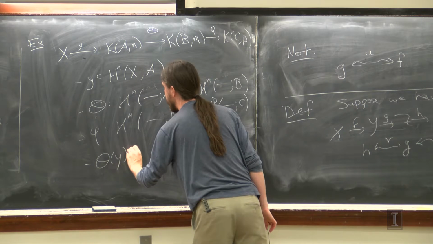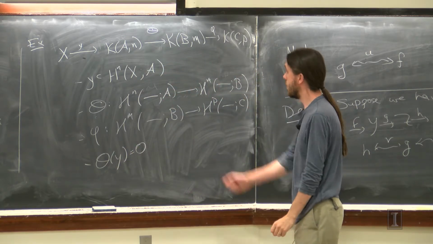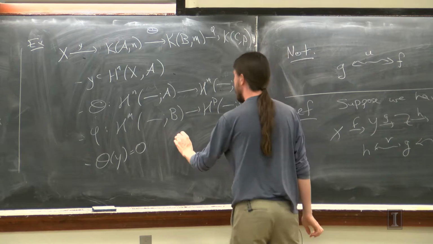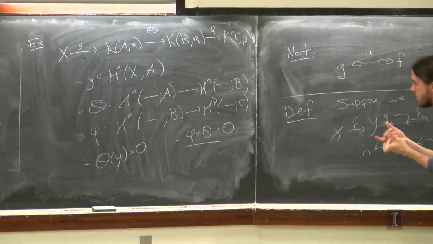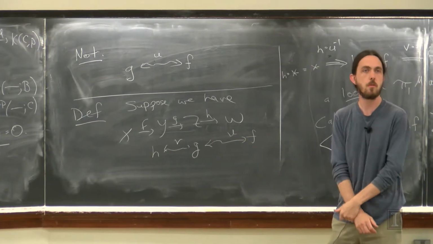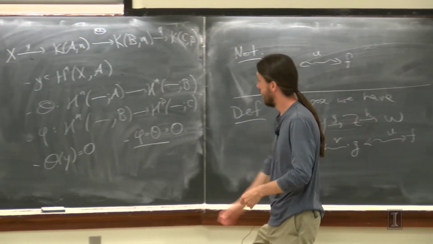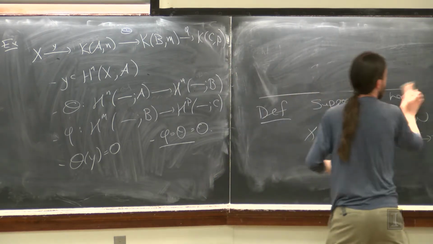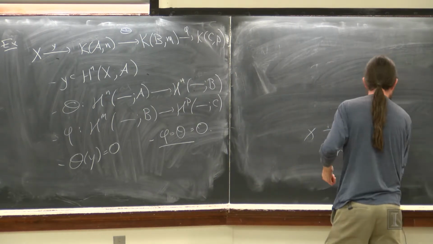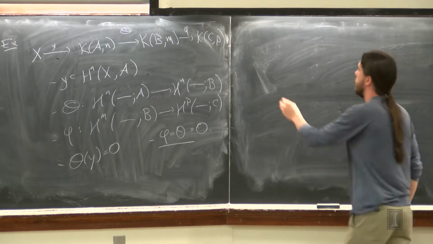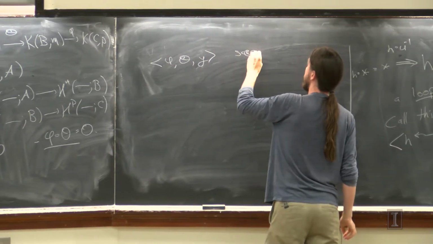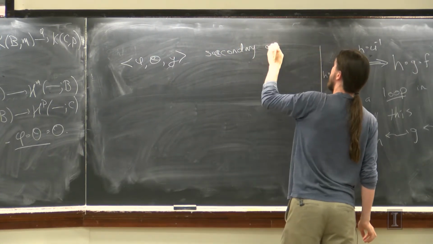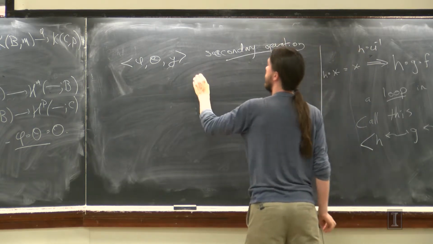One is that theta of y is the 0 element in H^m of X with coefficients in B. And the second is that phi composed with theta is equal to 0. So it's a relation between cohomology operations. Like, for example, in an Adem relation, Sq^1 Sq^1 is 0, or Sq^3 Sq^2 is 0. And from this, we get a bracket, which is, sometimes up to some slight pushing things under the rug, something we can write down as phi theta y. This is a secondary operation applied to y.